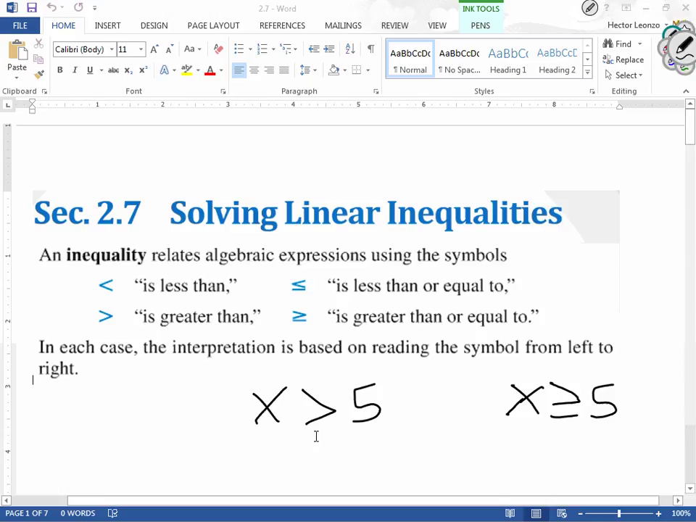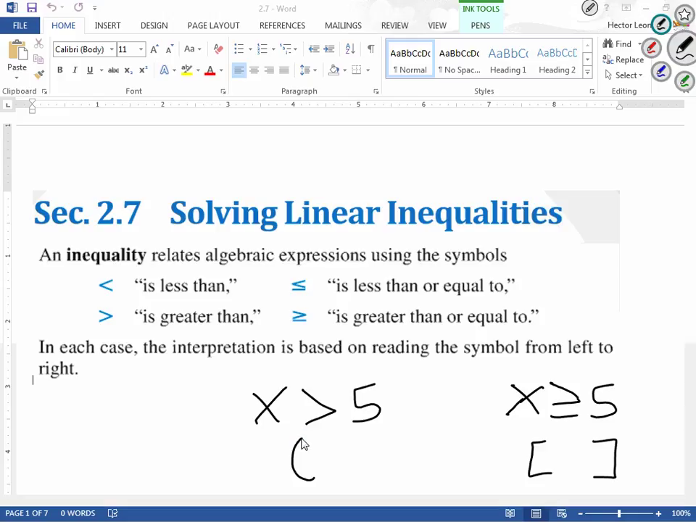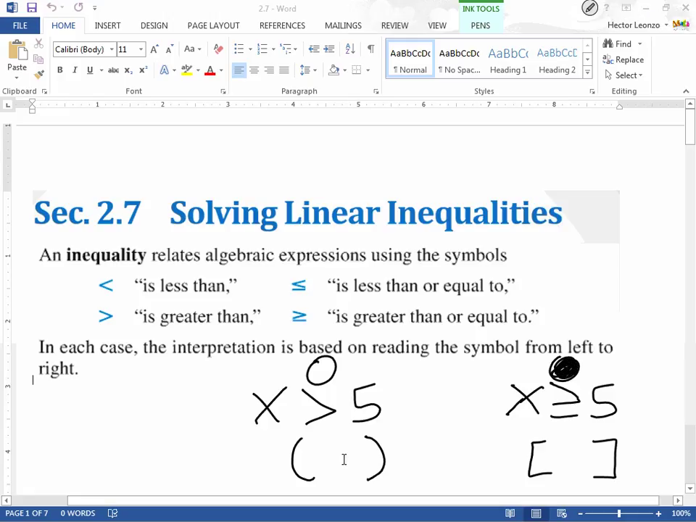The way we're going to do this, when we're including a number, we're going to use brackets. When we're not including 5, when it's just saying anything bigger, we're going to use parentheses. I know you've seen these things before in circles, like open circle and closed circle, but here we're going to use parentheses and brackets.